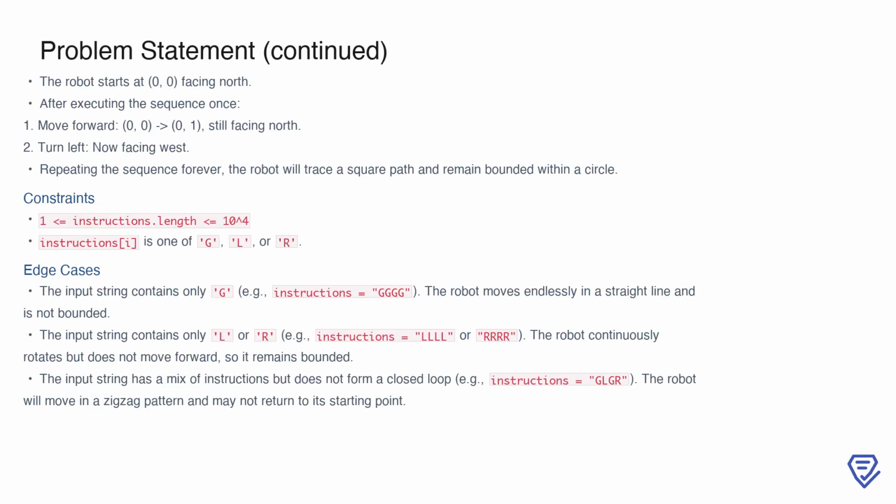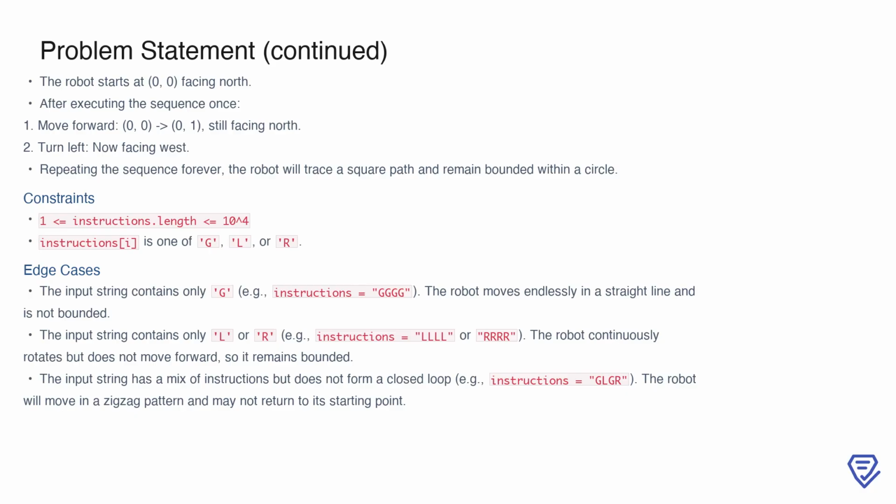Finally, in the third example, the input is GL. The robot starts at 0, 0, facing north. First, it moves forward one step to 0, 1, still facing north. Then, it turns left, which makes it face west. When the sequence is repeated, the robot traces a square path, moving forward, turning left, and repeating the process. Over time, this square path ensures that the robot remains bounded within a circular region. Therefore, the output is true.